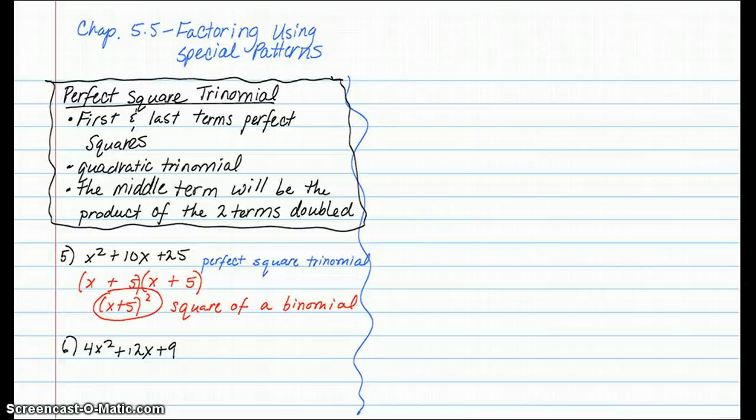In order to determine if your middle term is in fact 10x, take the x here and the 5 here and multiply them, 5 times x, and then double that. So the middle term will be the product of the two terms, x and 5, doubled. So 5 times x, double it, is 10x. Please try number 6: 4x squared plus 12x plus 9.